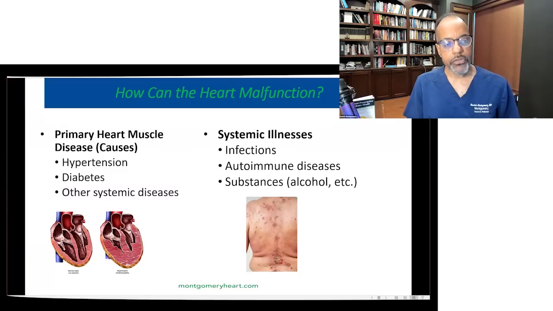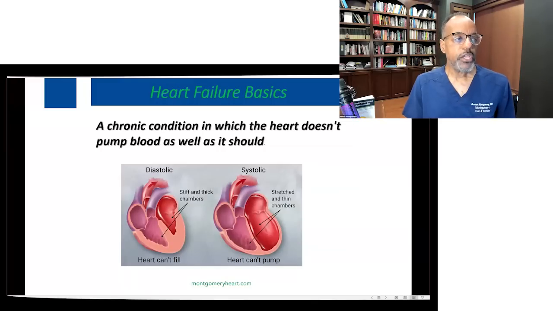And of course, systemic illnesses, infections, autoimmune disease, substance abuse. These can have an effect on the heart muscle. I like to think directly because it creates an abnormal milieu, which creates increased systemic inflammation, which can directly affect the myocardium itself. So heart failure basics, we think of it in two forms. We think of diastolic heart failure and systolic heart failure. Actually, most people have diastolic heart failure, even though when we talk about heart failure, you mostly talk about systolic heart failure. But individuals with systolic heart failure frequently have both systolic and diastolic heart failure.